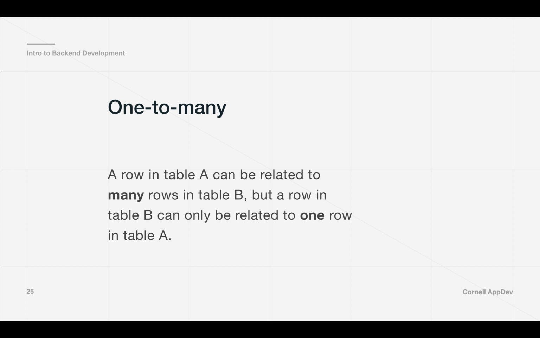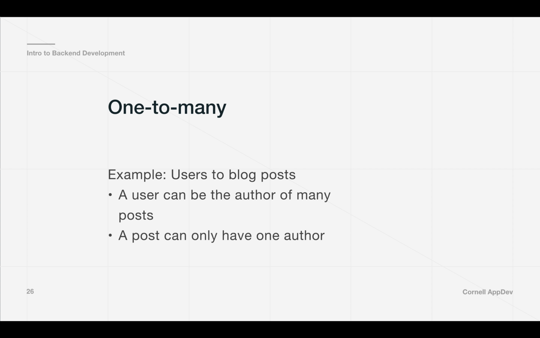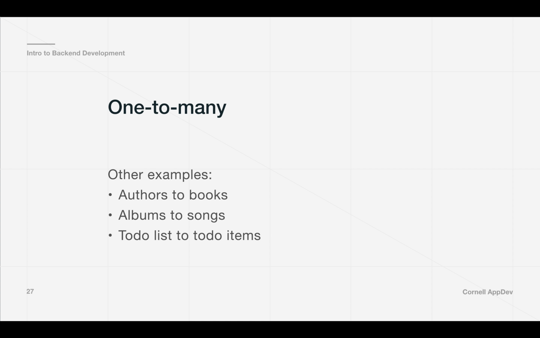So next is one-to-many. A row in table A can be related to many rows in table B, but a row in table B can only be related to one row in table A. So what does this mean? Kind of like our previous example, one example is users to blog posts. A user can make multiple posts, but each post can only have one author. So that's an example of one-to-many. And here are some other ones, like authors to books, albums to songs, to-do lists to to-do items.